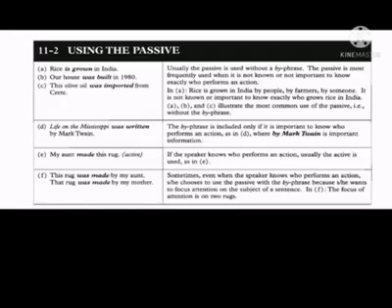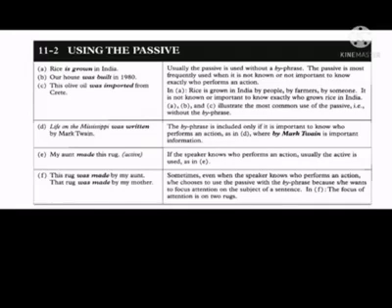The passive is most frequently used when it is not known or not important to know exactly who performs an action. Rice is grown in India, by people, by farmers, by someone. It is not known or important to know exactly who grows rice in India. Our house was built in 1980. This olive oil was imported from Crete.